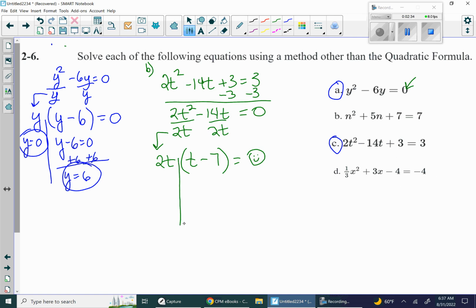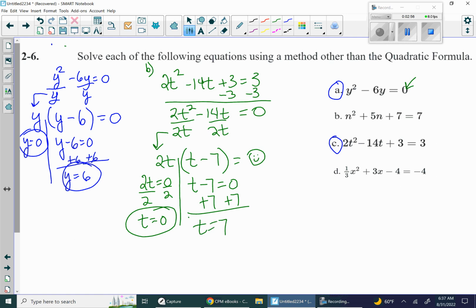We can draw a line, and we can say, well, if 2t equals 0, I'm going to have a true statement because this times this will be 0. So I just divide by 2, and 0 divided by 2 is 0. Okay, over here also, and I know that you could probably mental math this, but just for demonstration purposes, we're going to show that we're adding 7 to both sides, and that t equals 7. Okay, so those are our two solutions for, oh, sorry, that's part C, my mistake. Okay, should we do this last one? Maybe we'll do that last one.